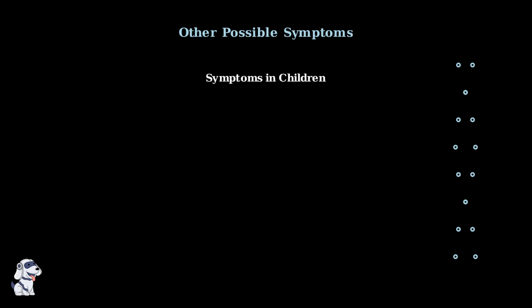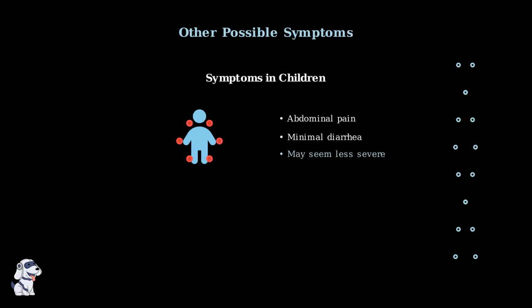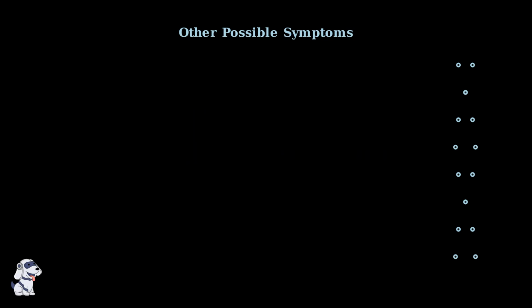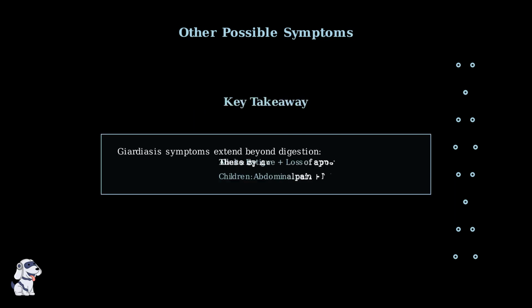In children, giardiasis often presents as abdominal pain with minimal diarrhea. This can make it harder to diagnose since the classic watery diarrhea may not be prominent. These additional symptoms are important because they can significantly impact quality of life and may be the primary complaints that bring patients to seek medical care.